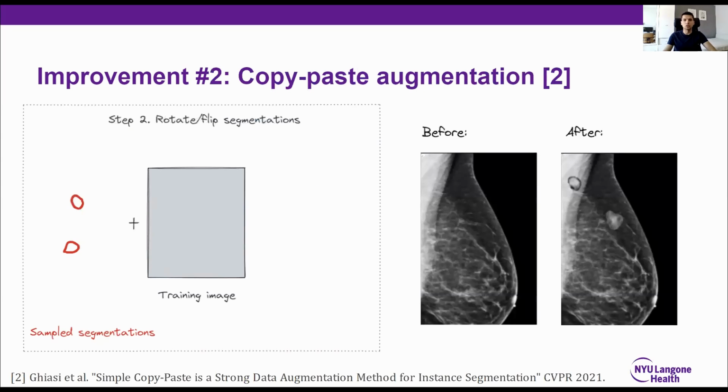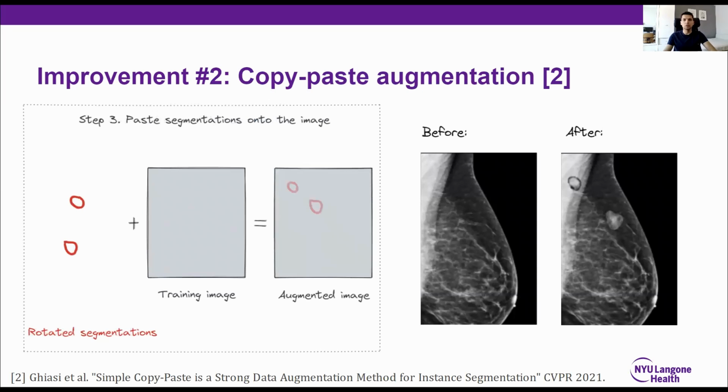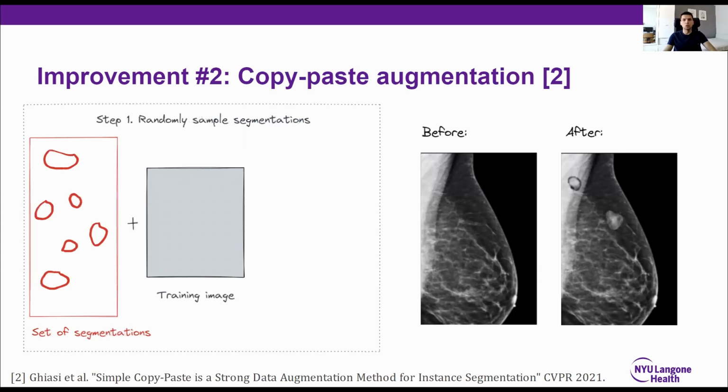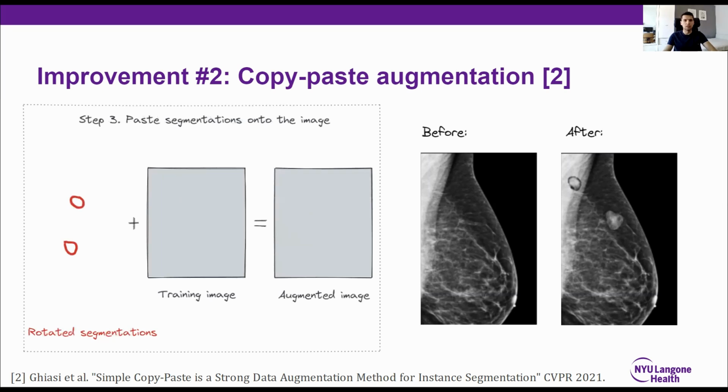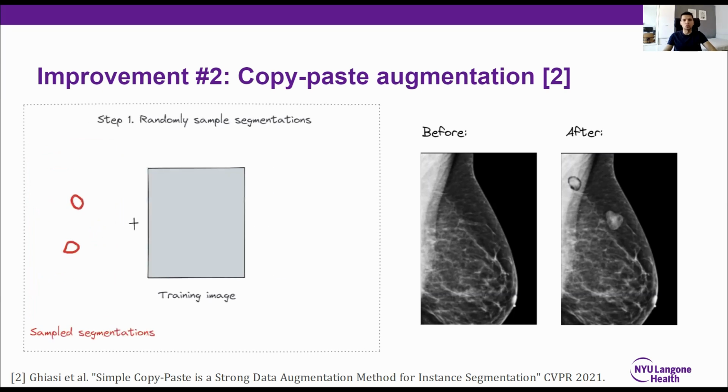In addition to affine transformations and horizontal flips used in the first challenge, we have implemented copy-paste augmentation, which works as follows. First, we copy several randomly selected segmentations. Then, after augmenting the segmentations, we paste them onto the training image. This way, we increase the number of positive signals in our training set.